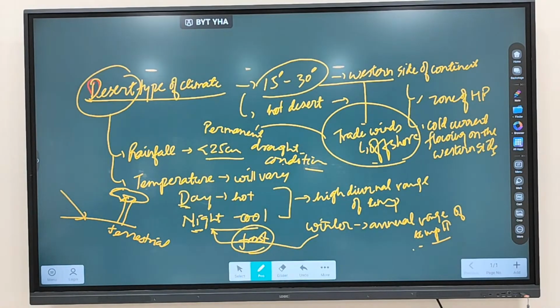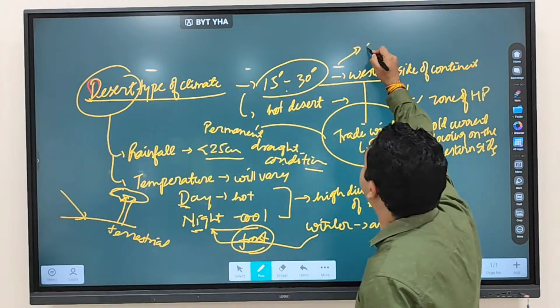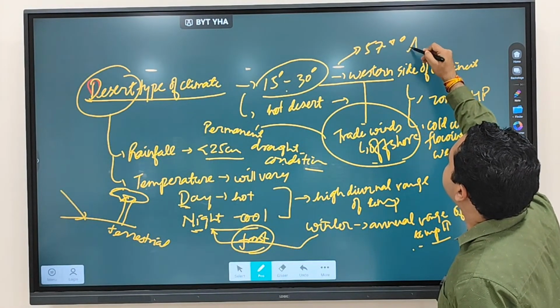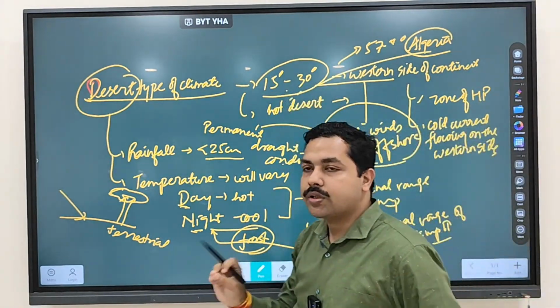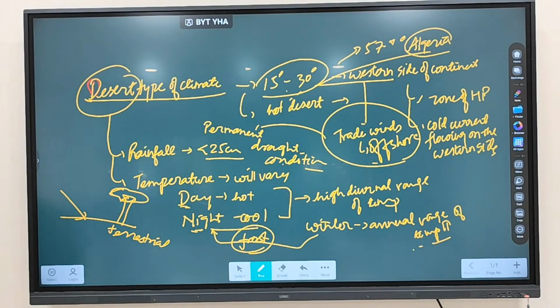The highest temperature that is recorded on the earth is recorded where? In the desert. We discussed 57 point something, that is 58 degrees Celsius, is recorded in Algeria, which is a desert region. So highest temperature on the earth is recorded in Algeria. That's why we discussed daytime too hot temperature, nighttime cooling will happen. Fine.